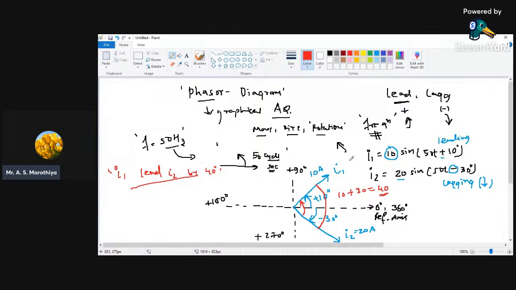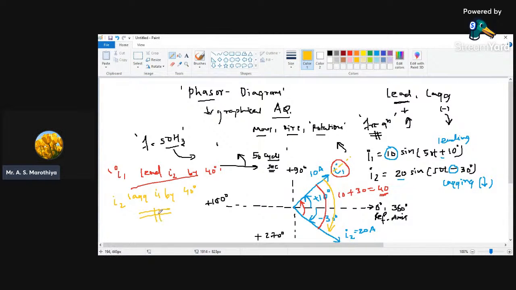In the same way, suppose you take I1 as a reference. Let me change the color. Now see, if you take I1 as a reference, with respect to I1, I2 is available in the clockwise sense. So I can write here I2 lags I1 by 40 degree. Both the statements are exactly the same.